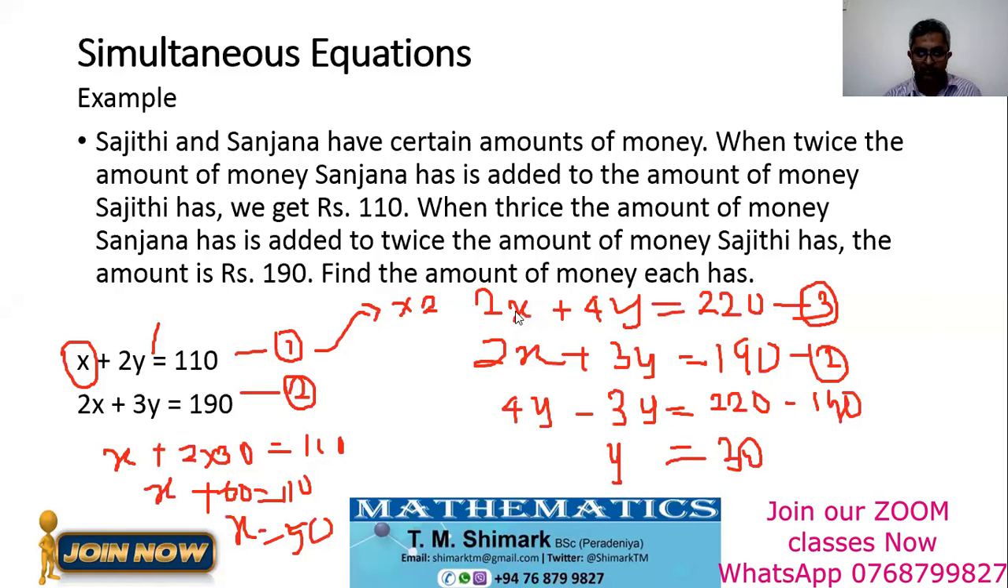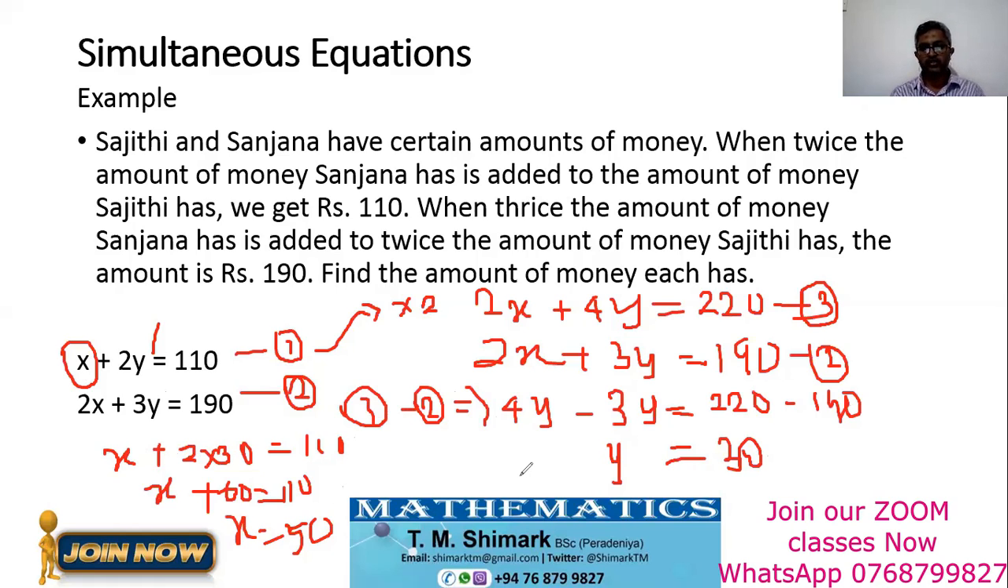Then I subtracted. I made it equation number 3 because it's a new equation. 3 minus 2, I have to write it down when you are showing the working. So that will be 4y minus 3y equals 220 minus 190. So y you found out. Then you have to write substitute: y equals 30 in equation 1, and then you will substitute and get the equation for x.